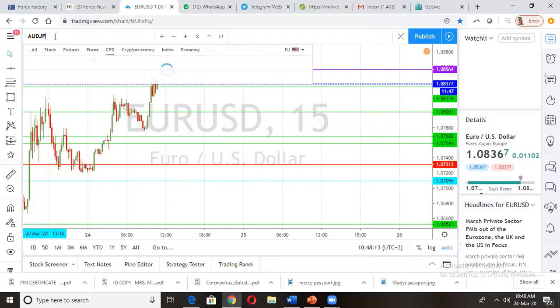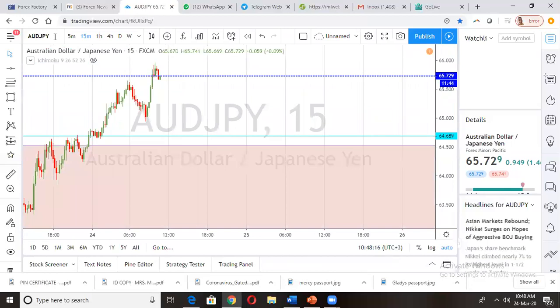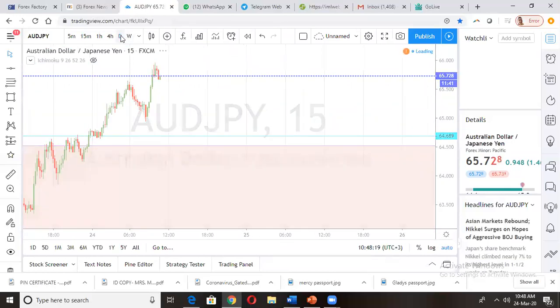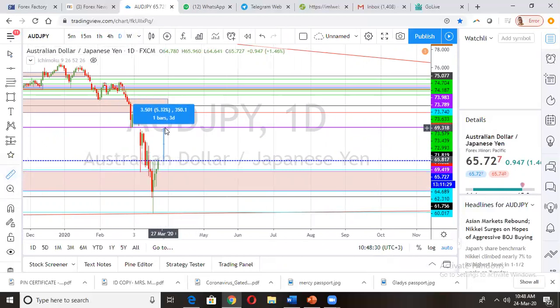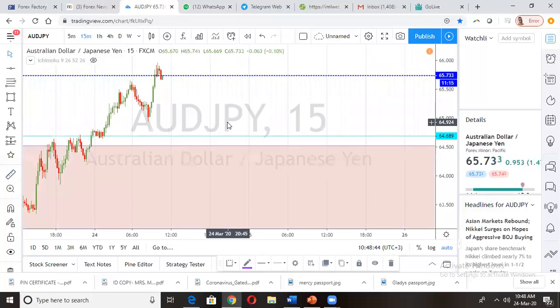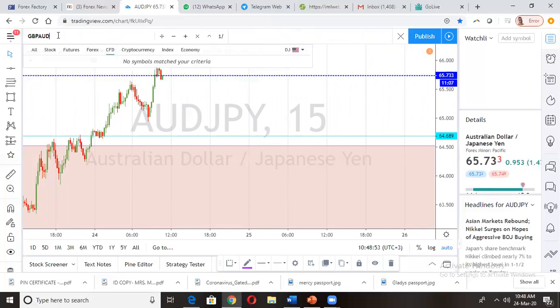So AUD JPY. What is AUD JPY? Tell me. AUD JPY is very bullish. In fact, I'm more bullish on AUD. So it's about 350 pips. That's for sure. That is certain. GBP AUD.